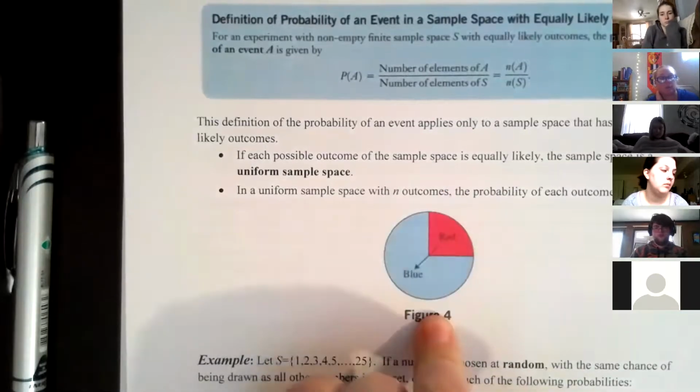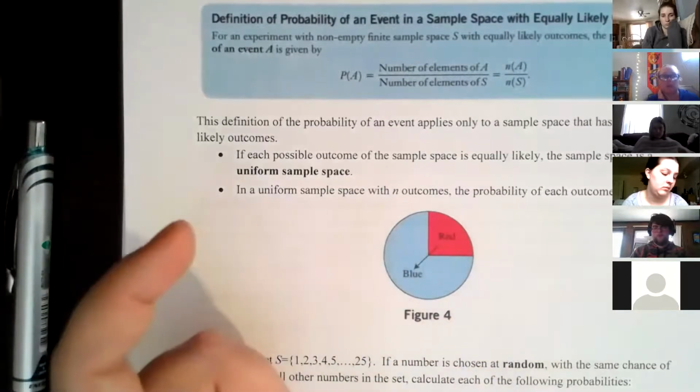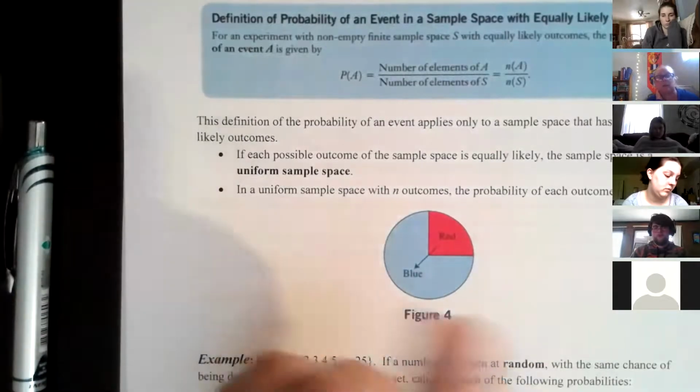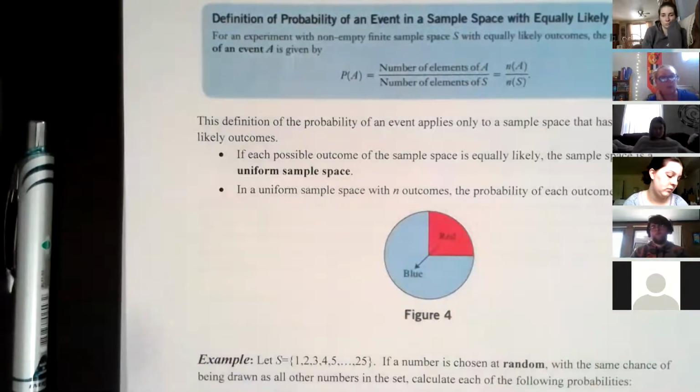Now, if it was split down the middle and this side was red, this side was blue, the event of blue happening is going to be equal to the event of red happening if they had the same area on that spinner. Does that make sense? So it's not uniform across.